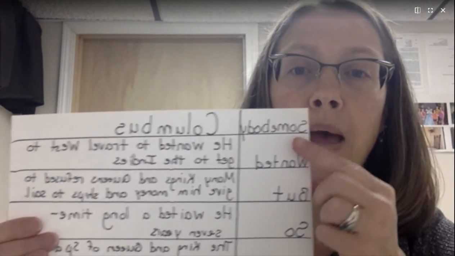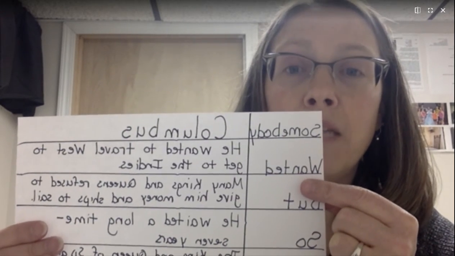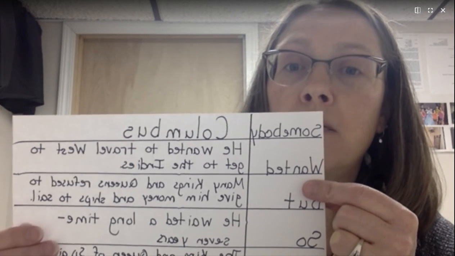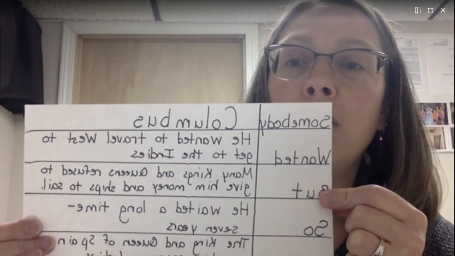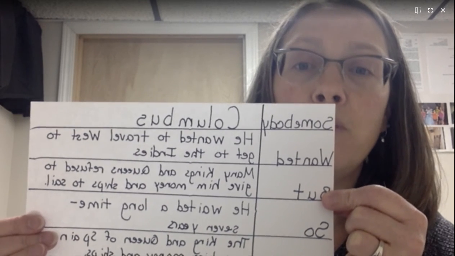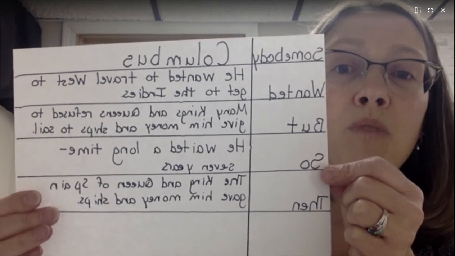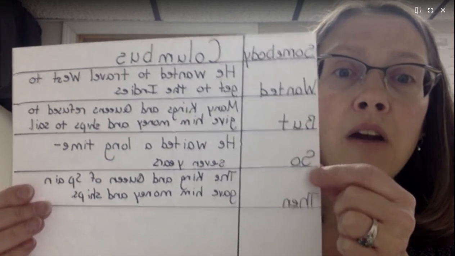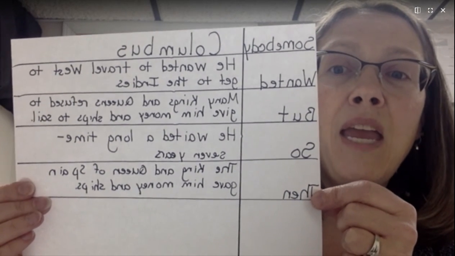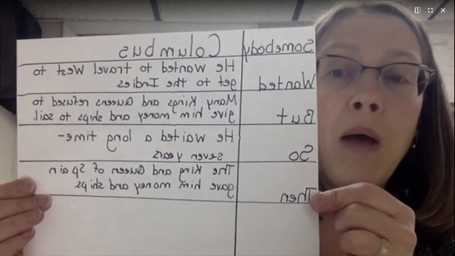So, somebody was Christopher Columbus. He wanted to travel west to get to the Indies, but many kings and queens refused to give him money and ships to sail. So he waited a long time, 7 years. Then the King and Queen of Spain gave him money and ships.